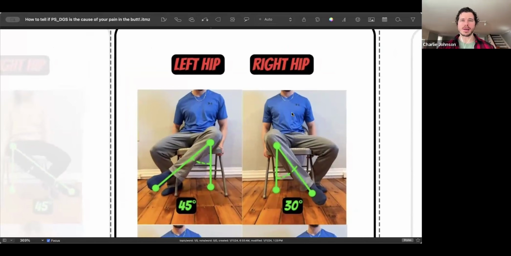So left hip versus right hip. This is me. This is Charlie. You can see, and this is my natural motion. I'm not having to josh this for the video. Left hip, external rotation, 45 degrees. You can clearly see that it's definitely different than my other hip. My right hip has about 30. Now here's where it gets very interesting.